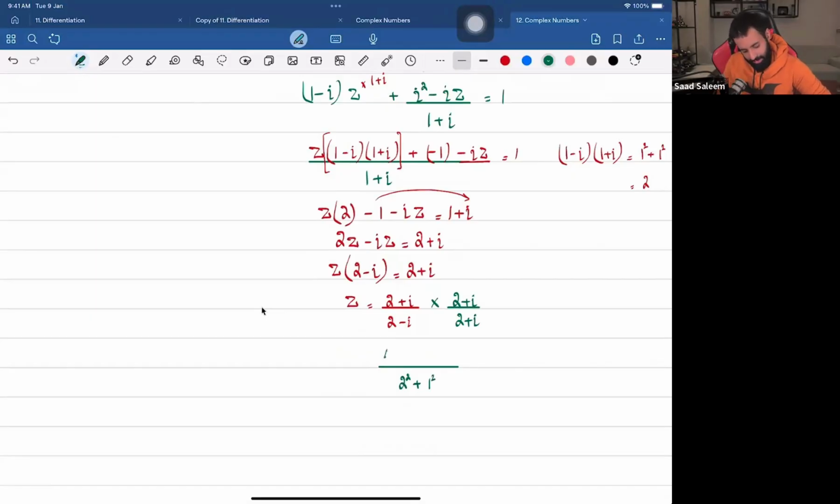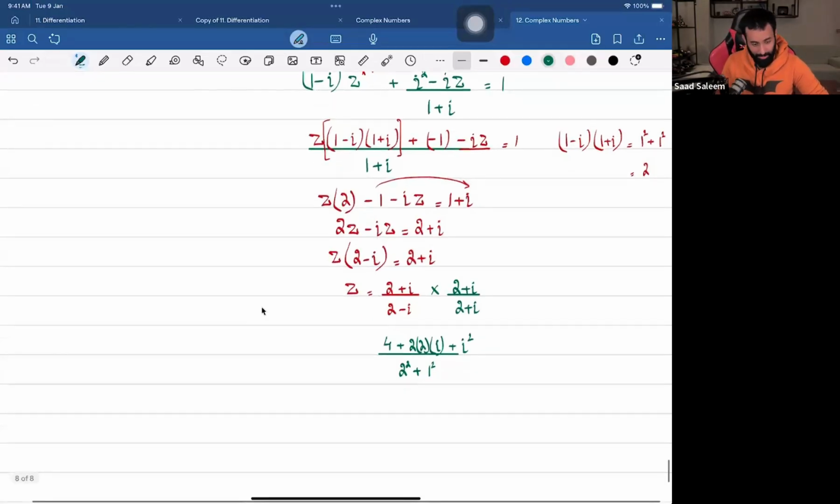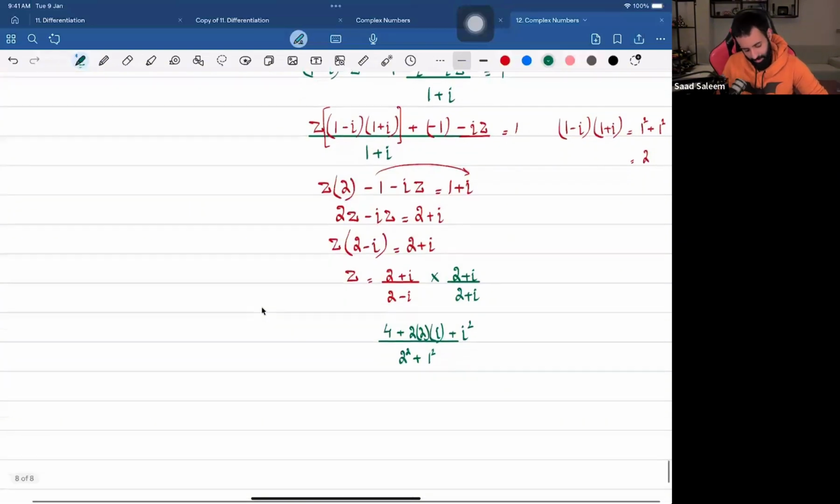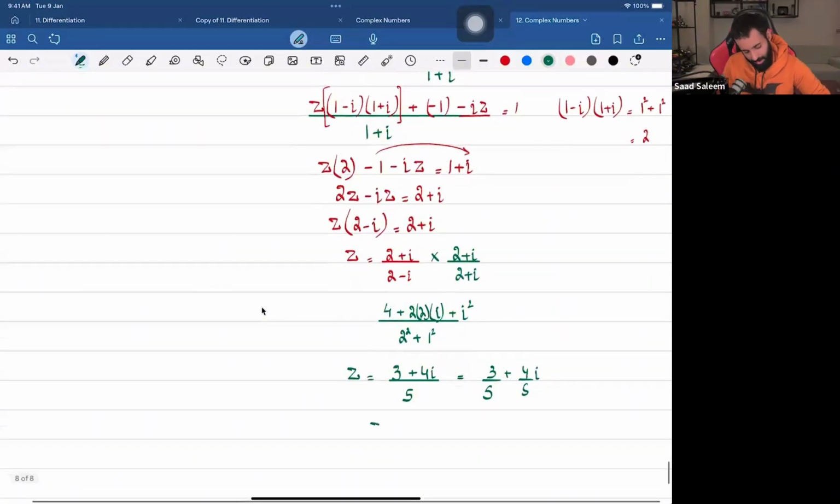As far as the numerator is concerned, you can use the identity. So that's going to be a square plus 2ab, which means 2 times iota, plus b square, which means plus iota squared. Now, iota square will be minus 1. 4 minus 1 is 3. So that's 3 plus 4 iota divided by 2 square, which is 4, 4 plus 1, which is 5. Now, don't leave your answer like this. Instead, write it as 3 upon 5 plus 4 upon 5 iota. And what's this? This is basically the value of z.